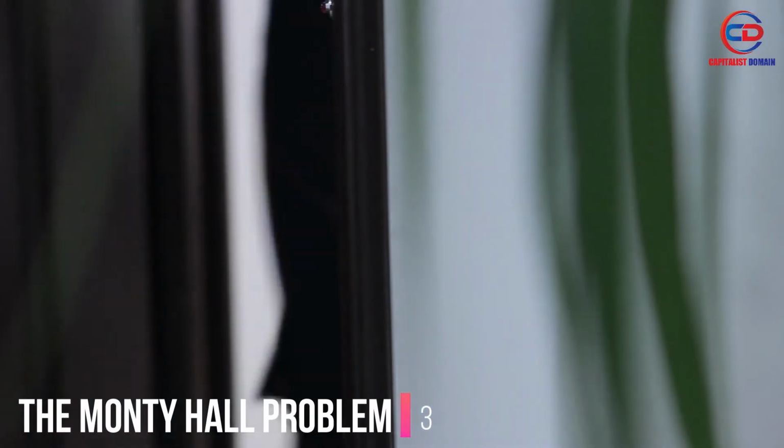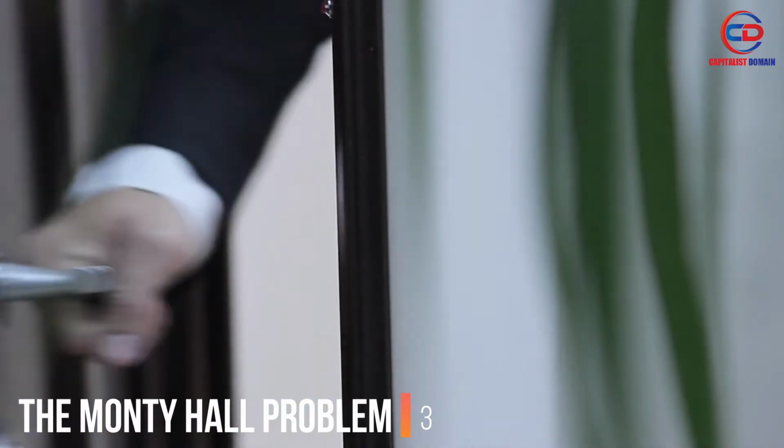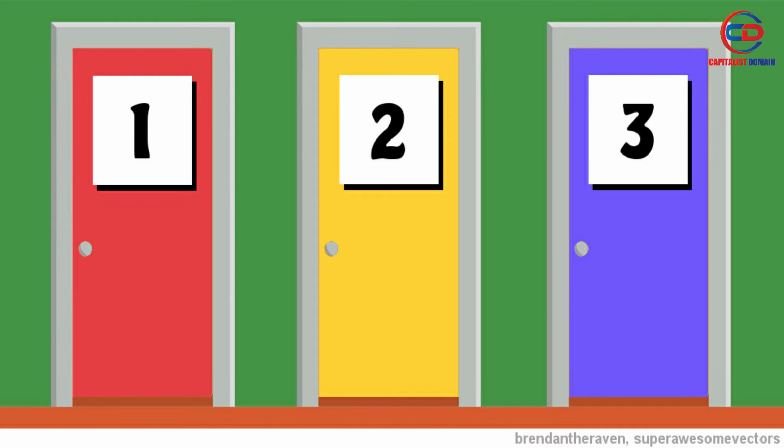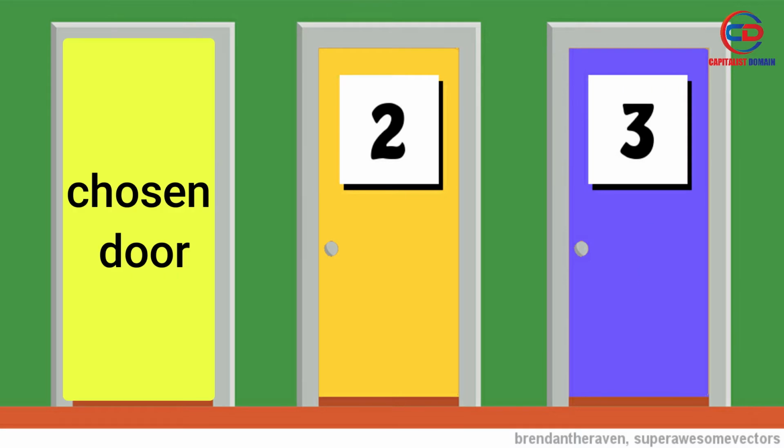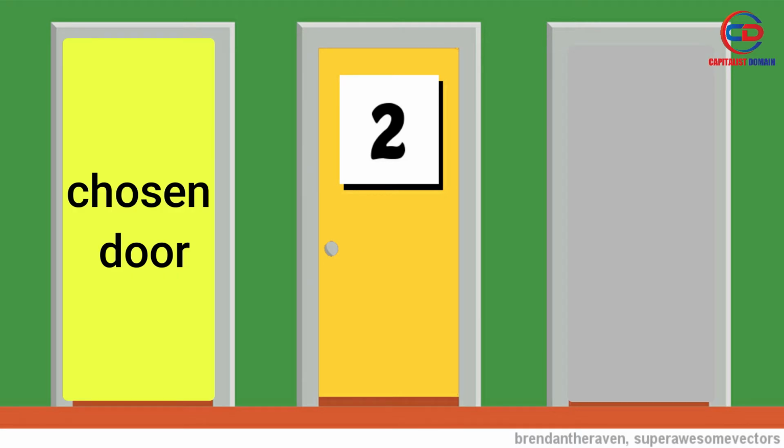The Monty Hall problem is a famous puzzle that has been used to illustrate the importance of probability. In this scenario, there are 3 doors. Behind one of them is a prize. The contestant must choose one door, after which the host will open one of the other doors, revealing an empty room. The contestant is then given the option to switch doors.